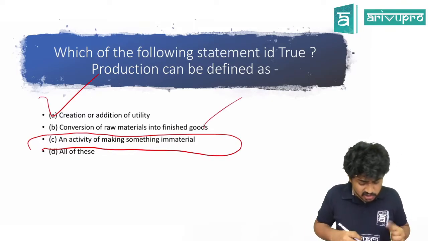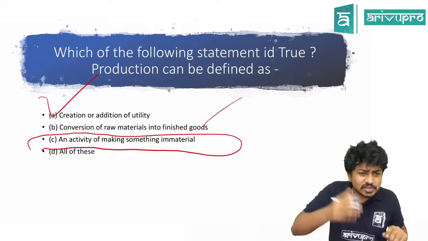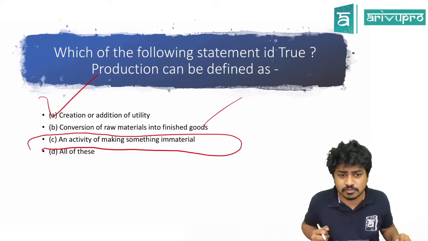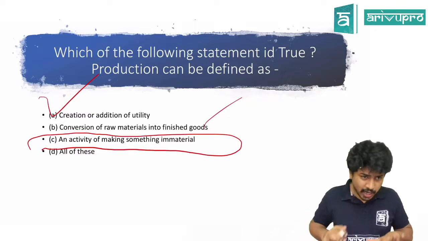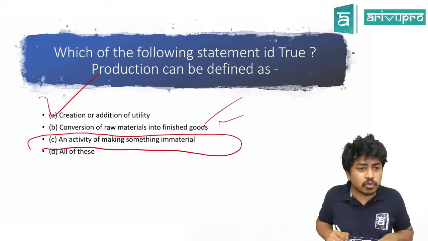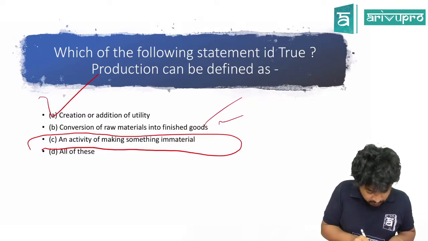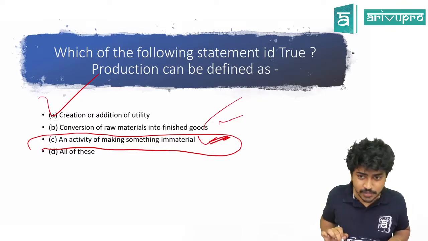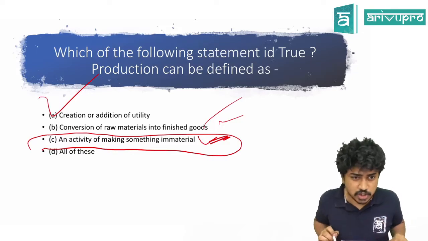Second, conversion of raw materials into finished good. It is still not saying whether it is capable of satisfying your human wants or not. Okay. By elimination only, you are right. This is, sir, why not? If all of this was different, I would have gone with all of the above, right? It's based on situation based questions.